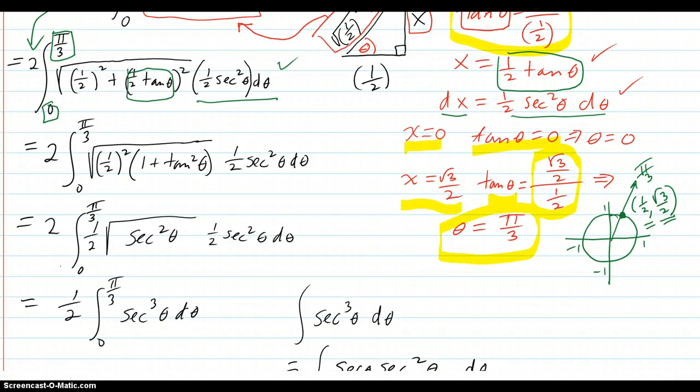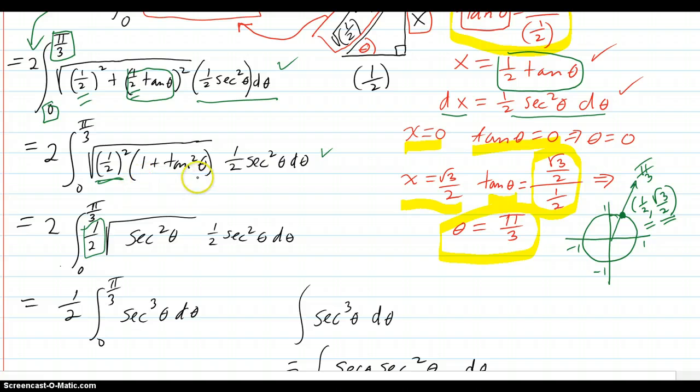Alright, so we factor out a 1/2 squared out of here, and that became this, and inside I had 1 plus tangent squared theta and the 1/2 secant squared theta d theta out here. I took the square root of the 1/2 squared to get your 1/2 right there.